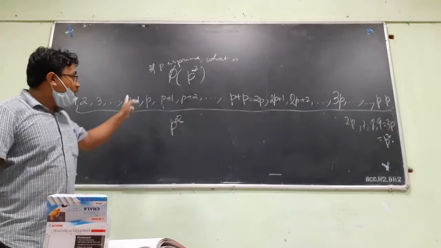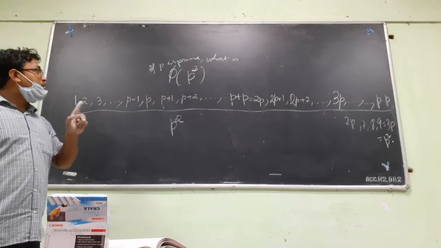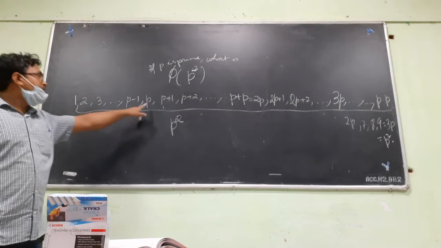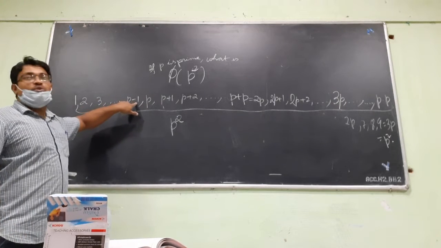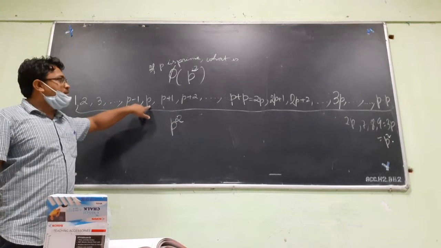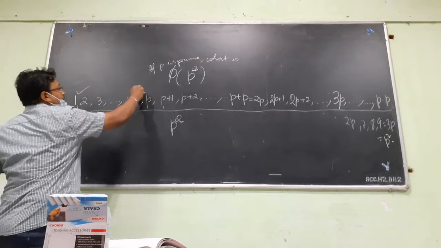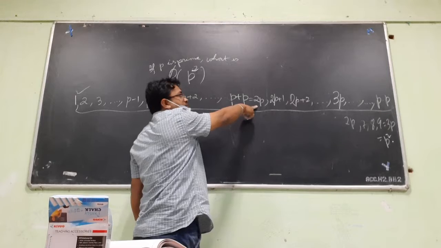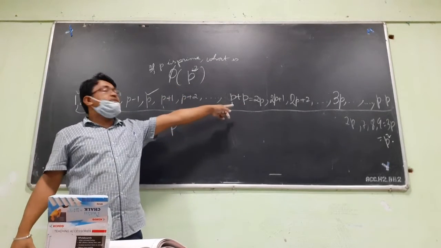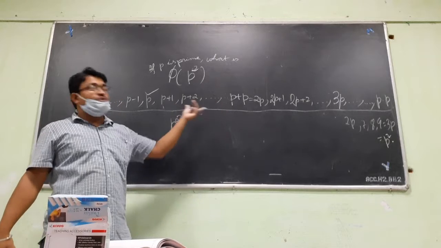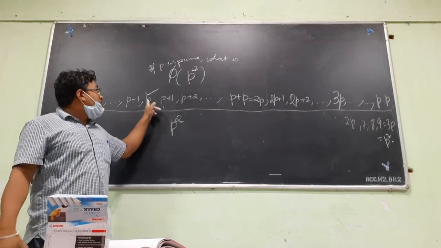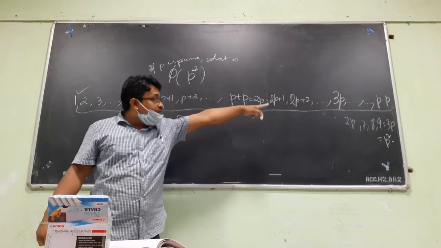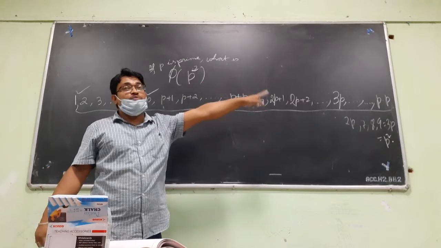But out of all these numbers, which are divisible by p? 1 does not divide p. Up to p minus 1 there is no other number which is divisible by p. But p is. P plus 1 is not, p plus 2 is not, but twice p is. After p, the next multiple of p is twice p. Between p and twice p there is no other multiple of p, because the first multiple of p is p, the second multiple is twice p, the third multiple is 3p, and the pth multiple is pp, which is p square.